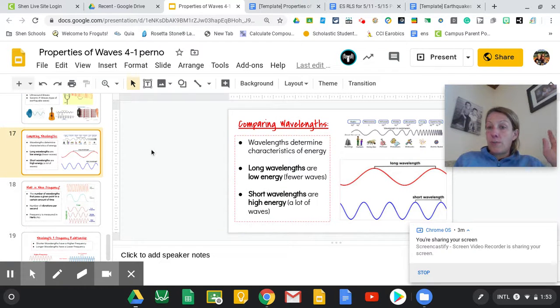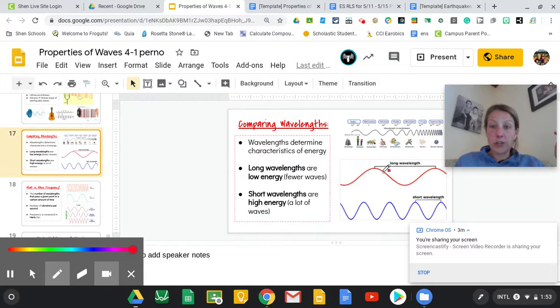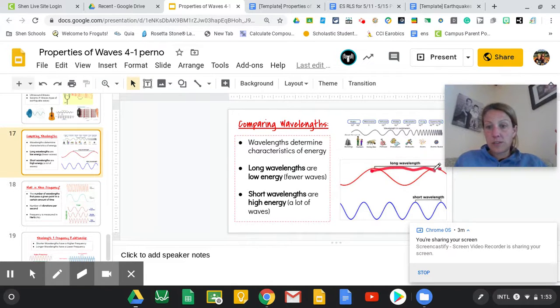Okay, so another part of your lesson this week and last week was looking at wavelengths. A long wavelength is a longer distance from crest to crest, where this one has a shorter wavelength, a shorter distance from crest to crest.